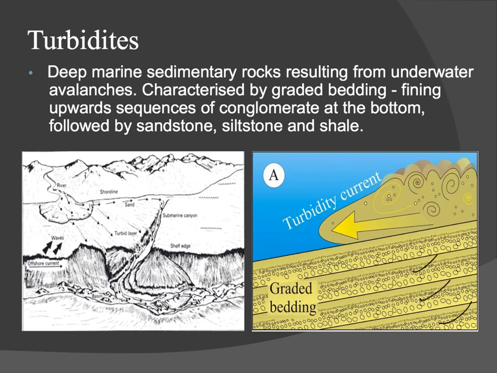So if you were to look at this diagram on the right, you can see that there were 1, 2, 3, 4 different turbidity events that took place. And in this little schematic, you can see that as you go from the bottom of one, you get your gravels, and as you go up, you get your sands, and you get your silts, and you get your muds. And that's what we call graded bedding or vertical sorting.